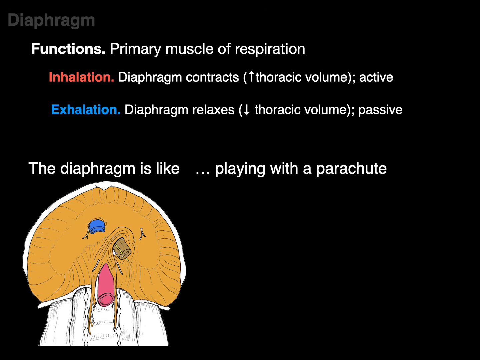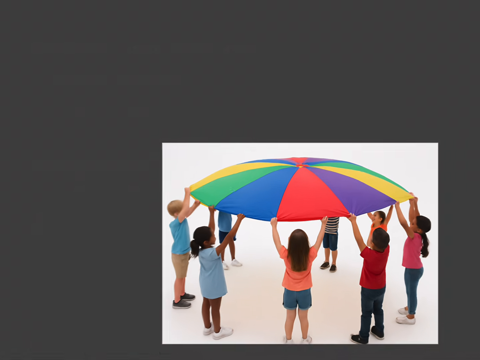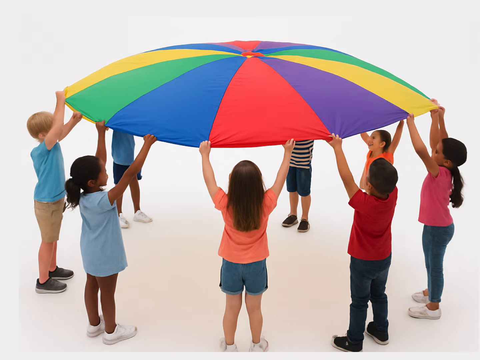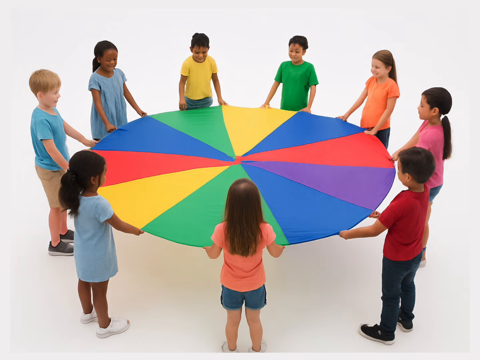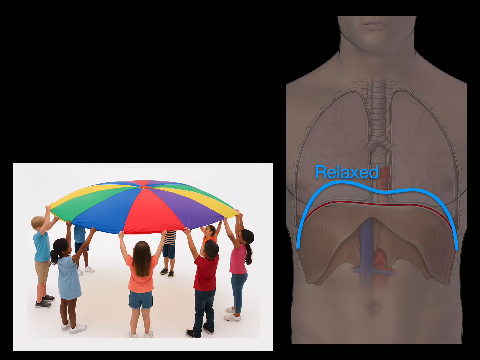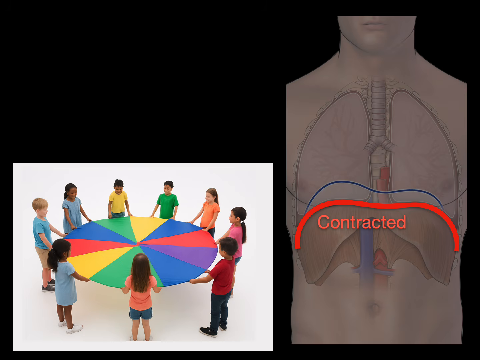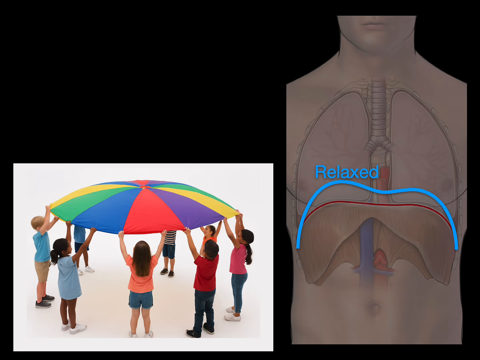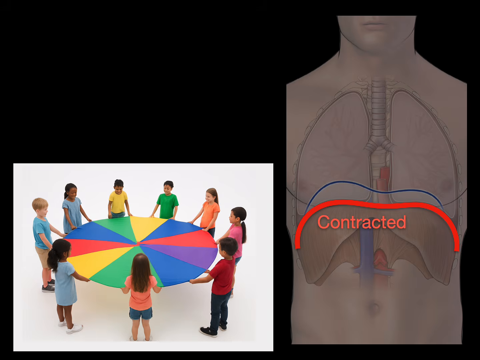The diaphragm is like playing with a parachute. Remember doing this in elementary school where everyone goes, pull, and it gets flat, and then everyone lifts their hands up, and then says, pull, hands up. And so it makes a dome shape and then flat. Well, that's much like the diaphragm. When the diaphragm's relaxed, it's dome shaped. When the diaphragm contracts, it becomes flattened.